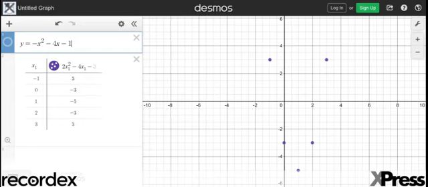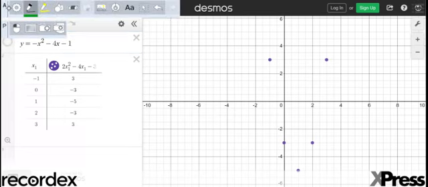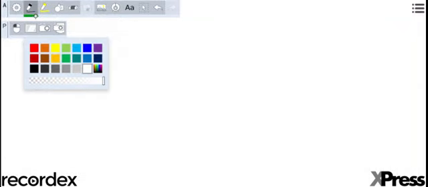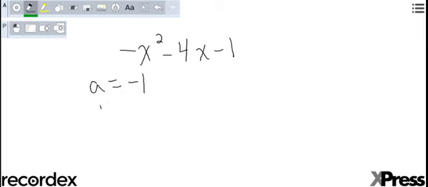Now I need to find my vertex, so let me sort of flip my screen again. Let me blank that out, and I'm going to go back up here. So again, this was negative x squared minus 4x minus 1. So this is what I would do on my paper. A is negative 1, B is negative 4, C is negative 1.